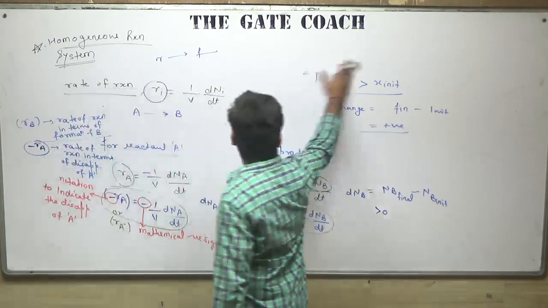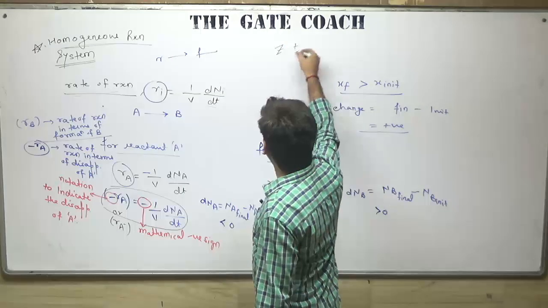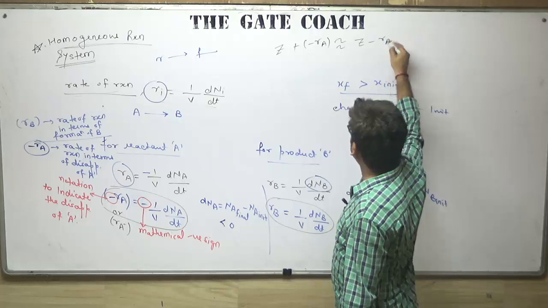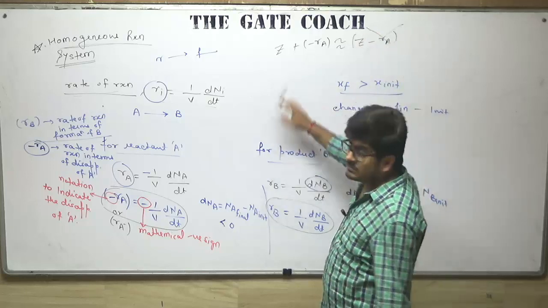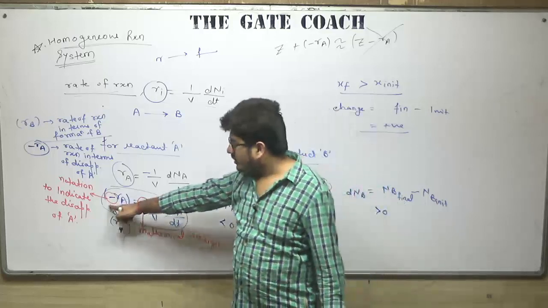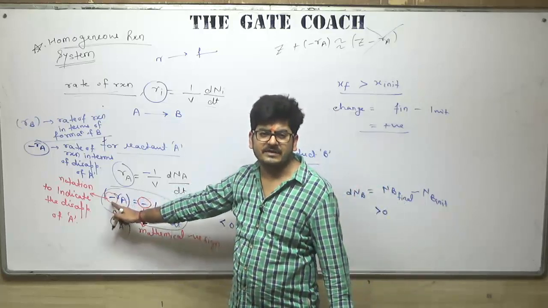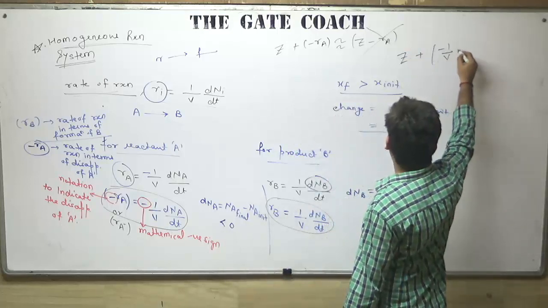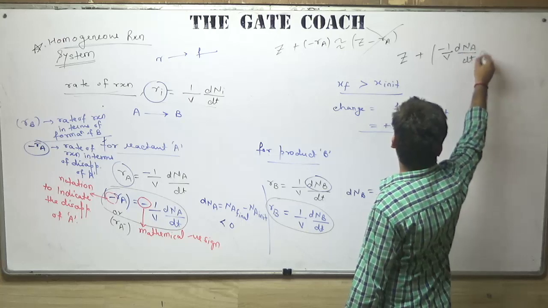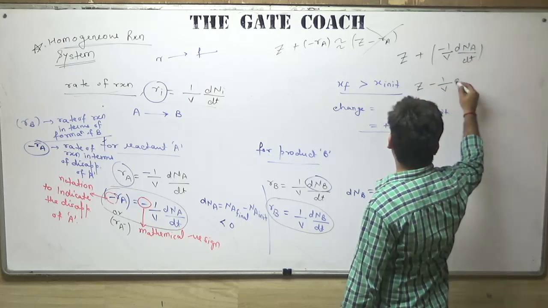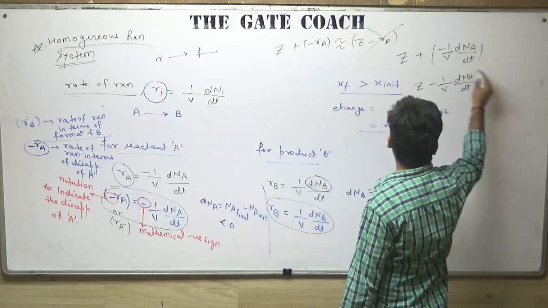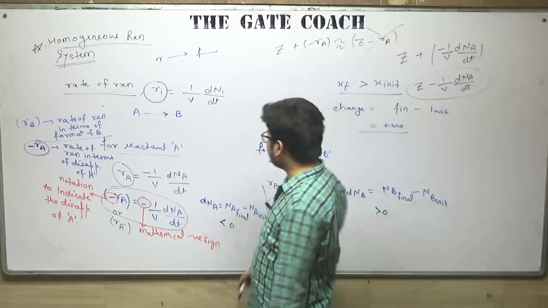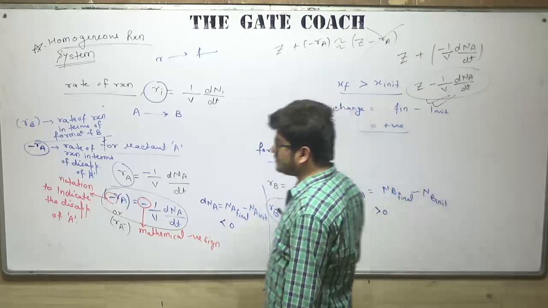And remember guys, if we have some equation like Z plus minus RA, then you cannot write it as Z minus RA. That will be a wrong approach, because this minus sign on the left hand side is just a notation, it is not the mathematical sign. But if you have some equation like Z plus minus 1 upon V dnA over dt, then obviously you can write it like this, because this minus sign on the right hand side is the mathematical sign which can be absorbed in any mathematical equation. So this is the right approach.